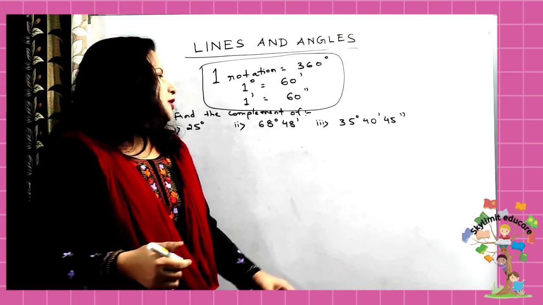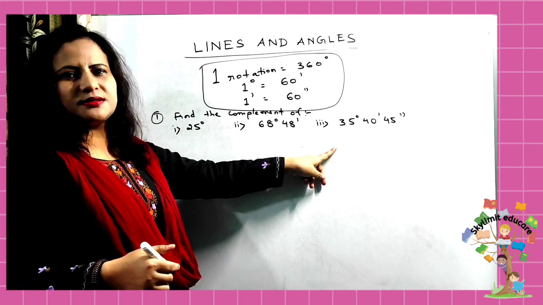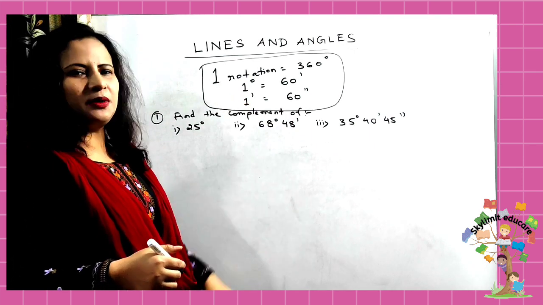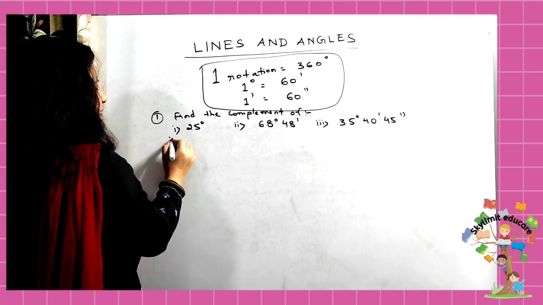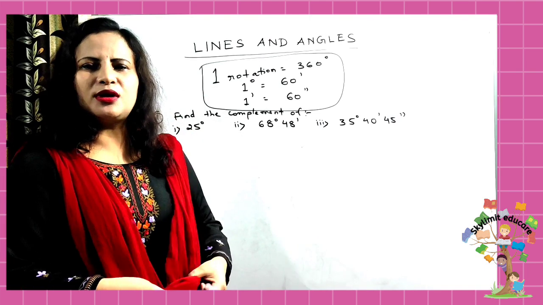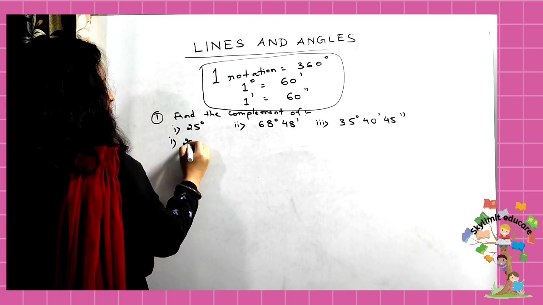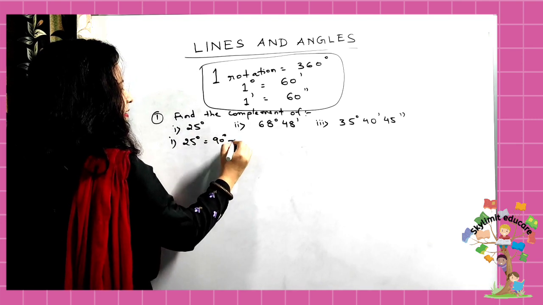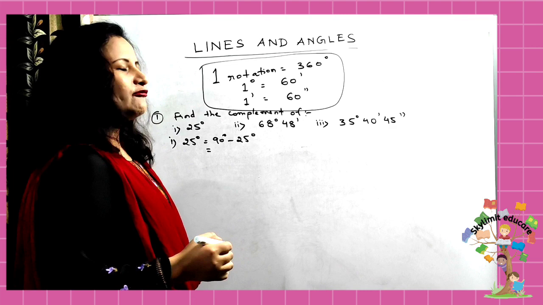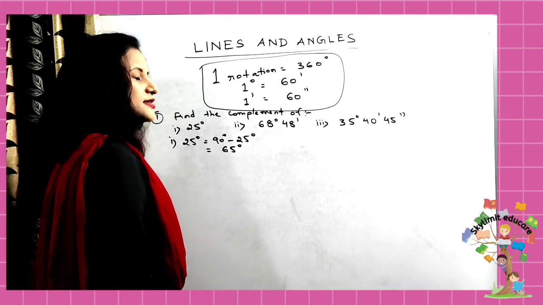So students, the question is: find the complement of the following angles. How will you find the complement? The first one is very simple. Two angles are said to be complementary when their sum is equal to 90 degrees, right? That means the complement of 25 degrees will be 90 degrees minus 25. You just subtract from 90. How much are you going to get here? 65 degrees. This was very simple, right?